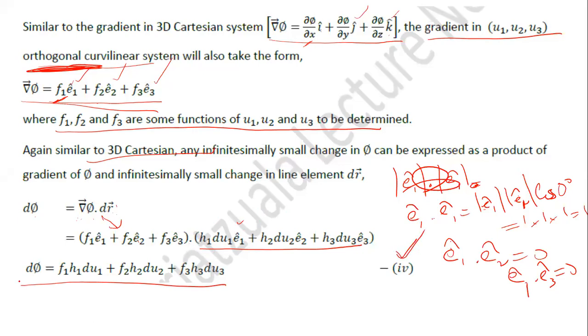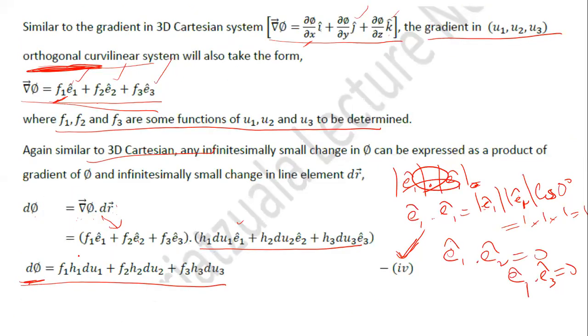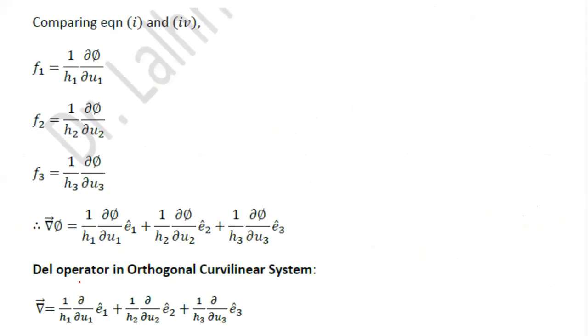Now you compare this d phi, the change in phi, as given by equation number 4, and the change in phi as given by equation number 1. If you compare these two, the coefficient of du1 here is del phi upon del u1. The coefficient of du1 here is f1 into h1. So by comparison, you can see that f1 h1 is equal to del phi upon del u1, right? So from here you can write your f1 as 1 upon h1 into this del phi upon del u1, and your f2 also you can obtain as this and this, right?